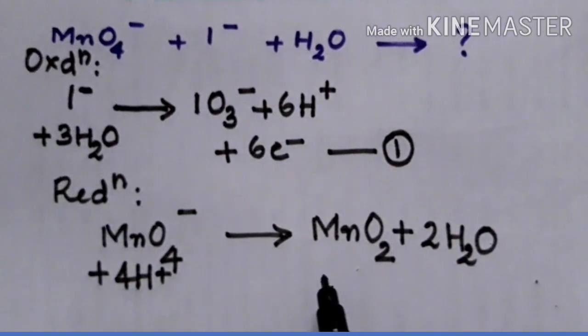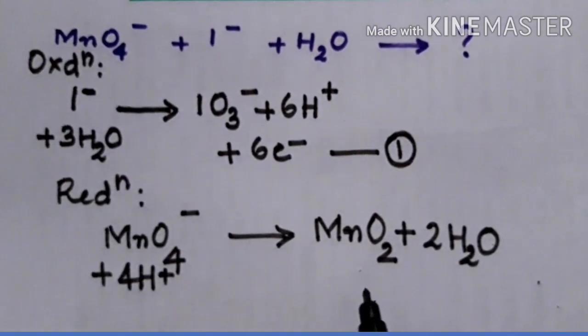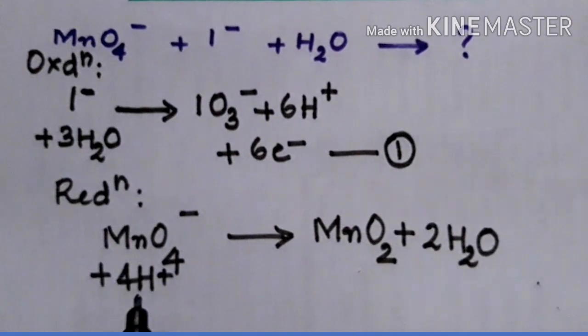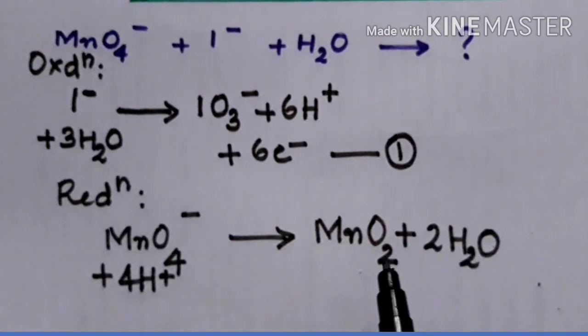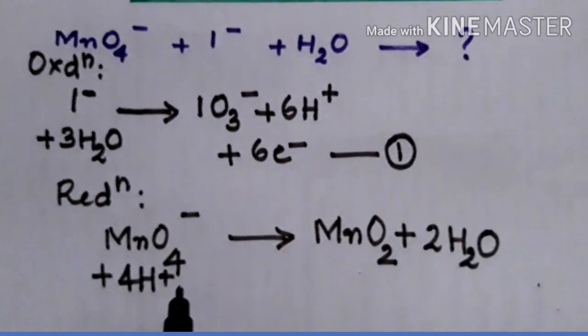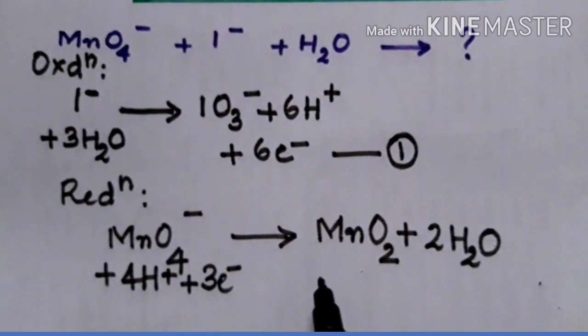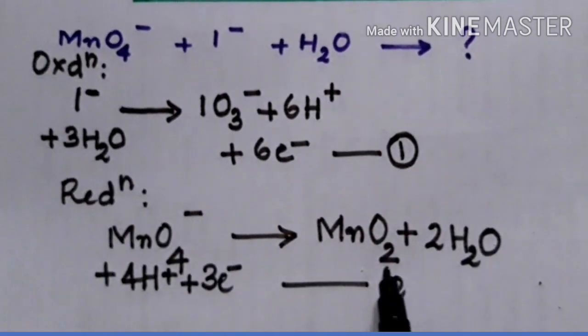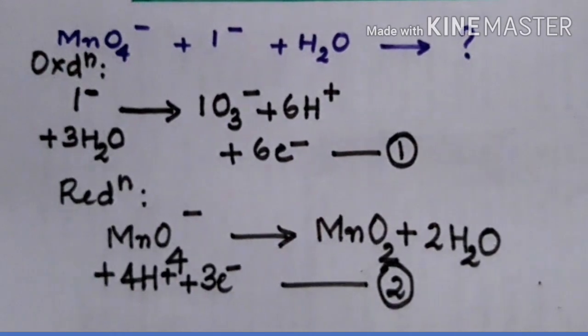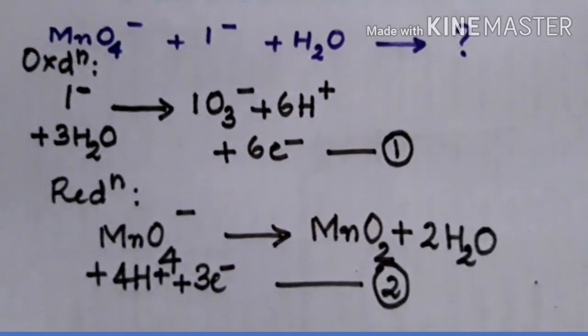Now check the charge here. The right side charge is 0. What about the charge on the left side? It is -1 plus 4, that means plus 3 charges here. This side it is 0. Make it 0 by adding 3 electrons. So that becomes your second, that is the reduction half reaction.